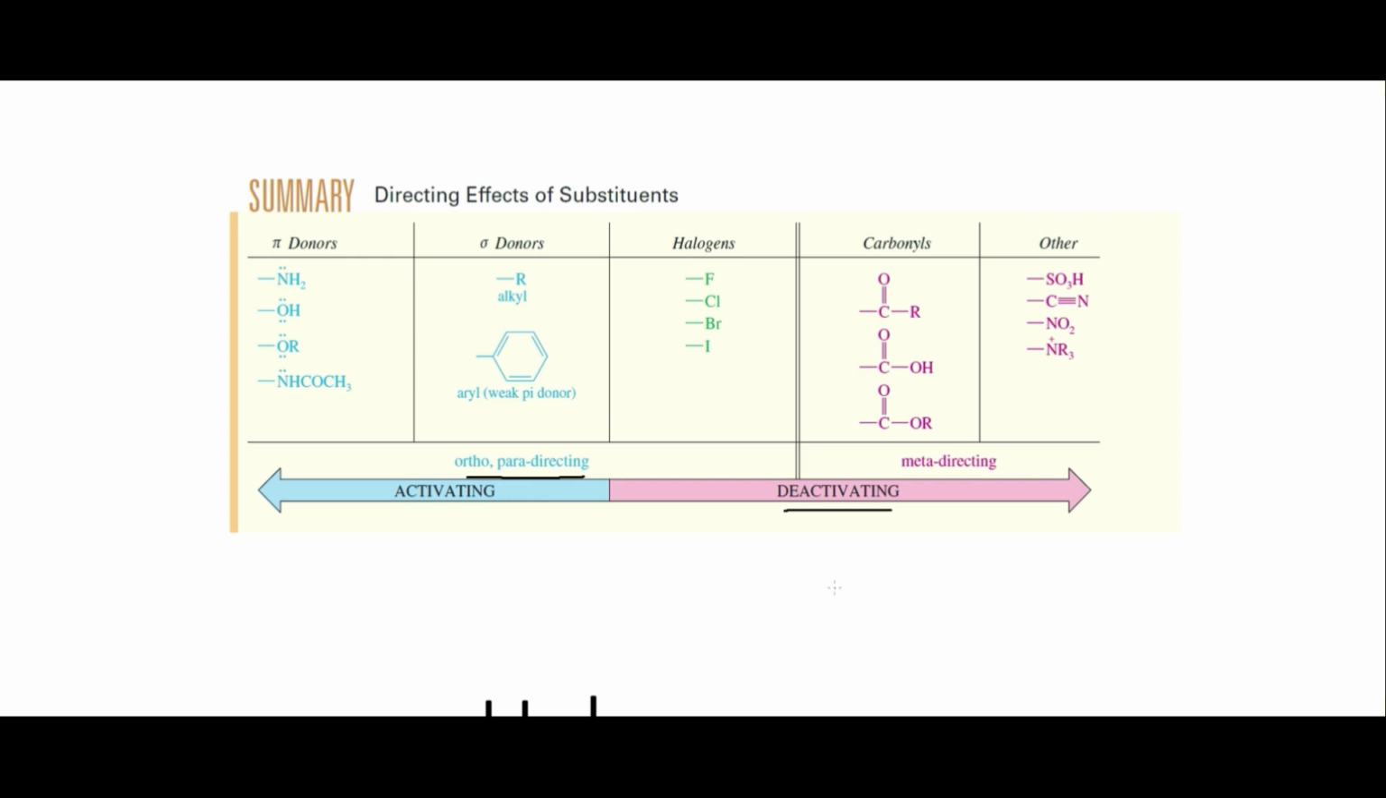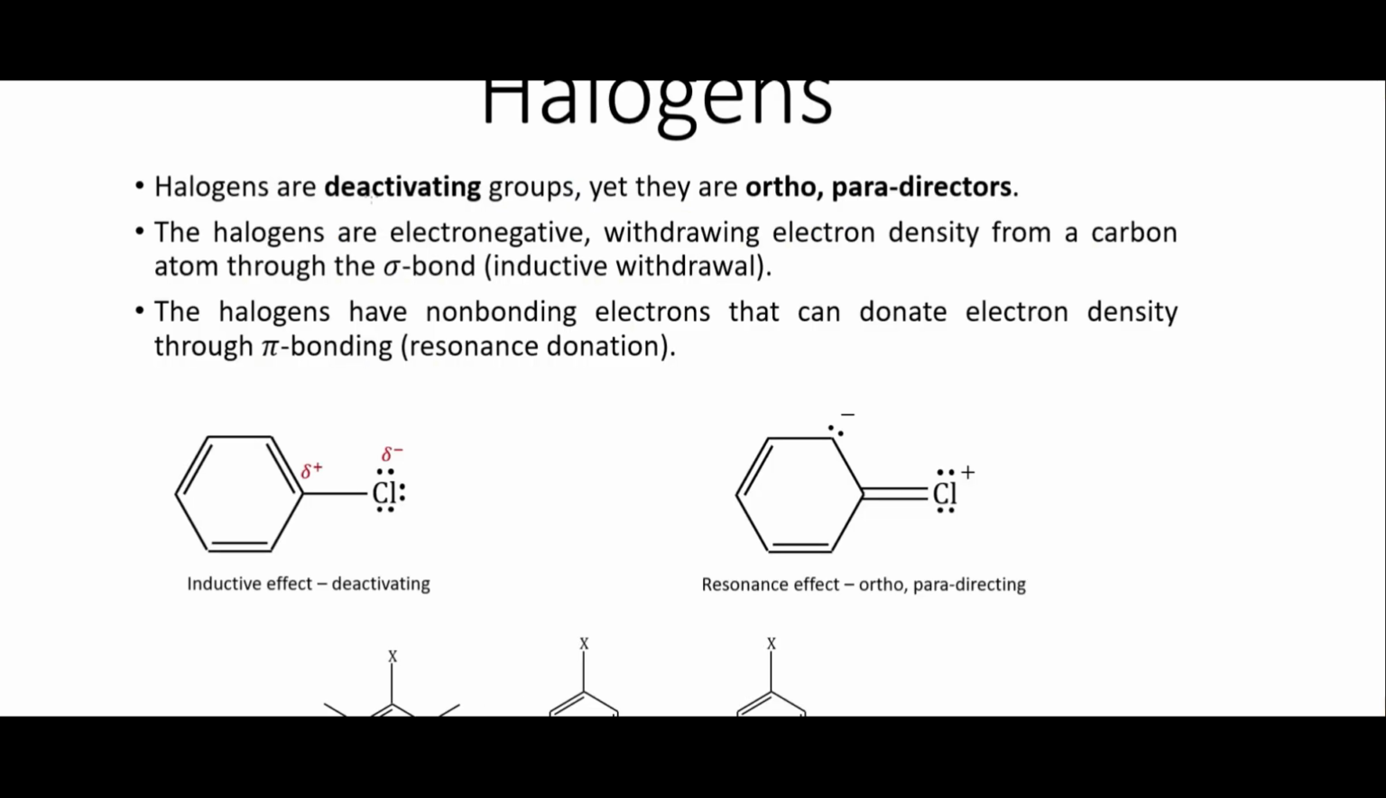So the other two types of groups we've already looked at in the past two videos, we saw that there was the activating ortho para-directing, which are the electron donating groups, then the deactivating meta-directing, which are the electron withdrawing groups. Now with halogens, we're getting kind of a mixed bag here. Now we have deactivating, but it's going to be ortho and para-directing. So it's a little bit of both types going on here. Halogens, like I said, are deactivating groups, yet they are ortho para-directors.